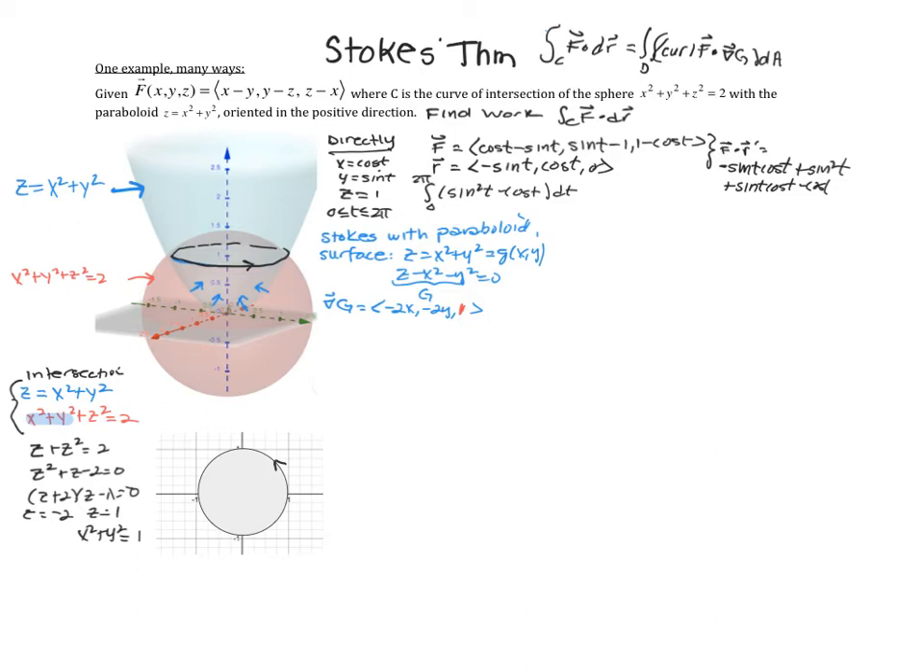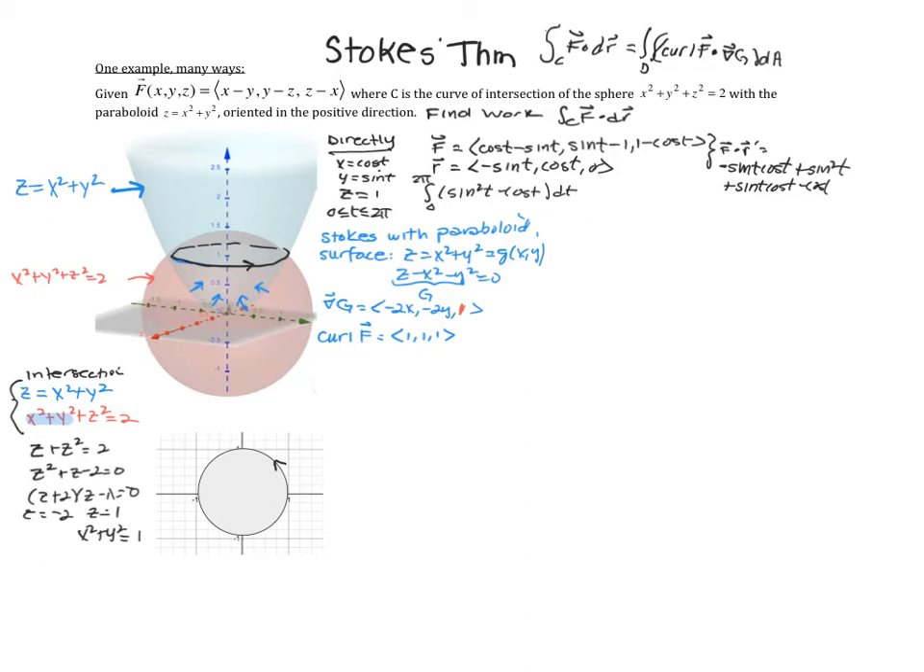Now, what else do we need? We need the curl of F, not F, the curl of F. I will let you compute the curl on your own, but this is what you would get: 1, 1, 1. And so now we need the dot product of these two. So negative 2x, negative 2y, plus 1.